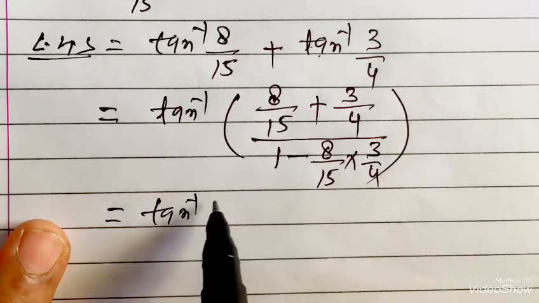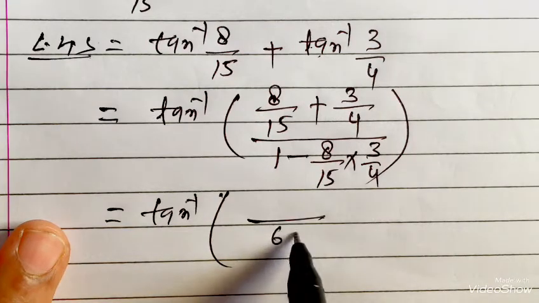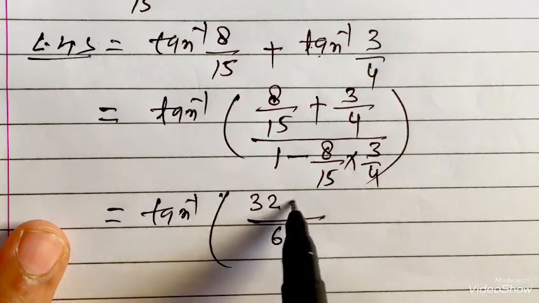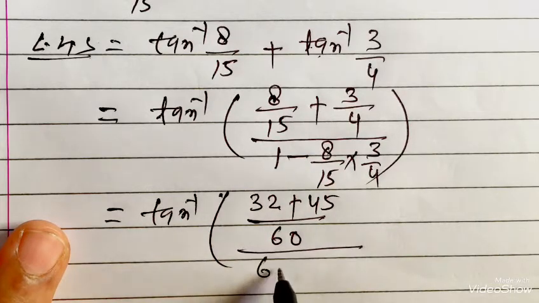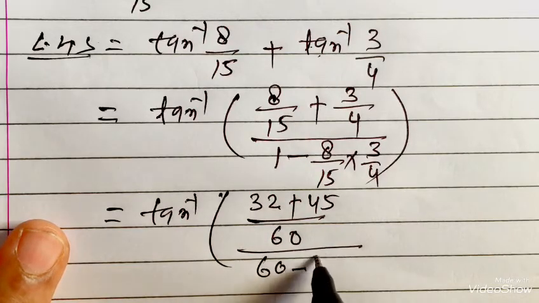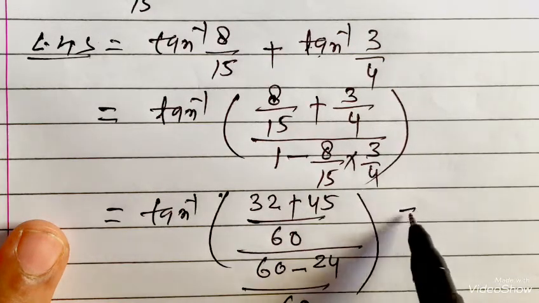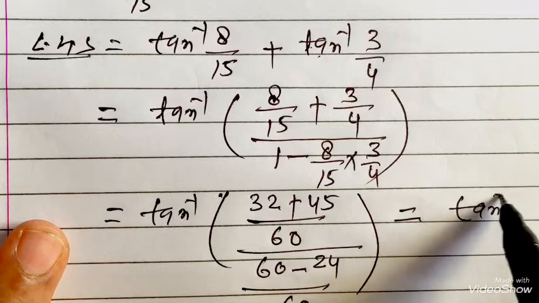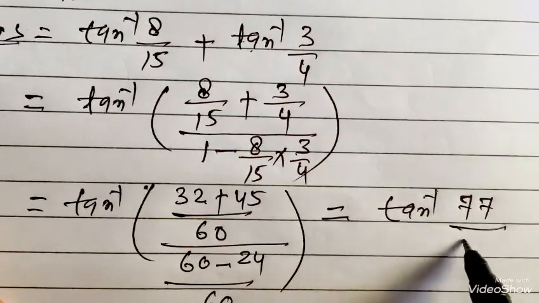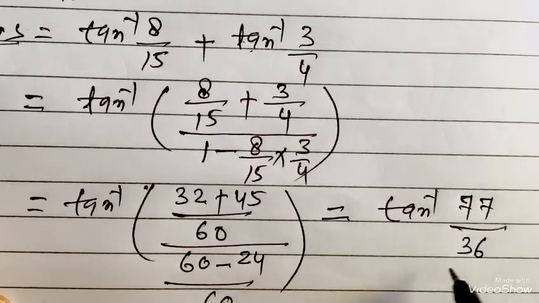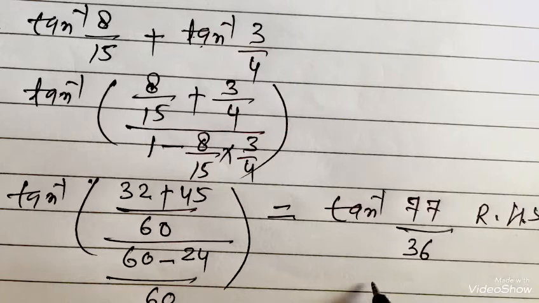It's tan inverse. Take LCM, student. 32 plus 45, and here it's 60 minus 24, and here it is 60. By solving this you will get 77 by 36. Okay, it is right hand side, hence proof.